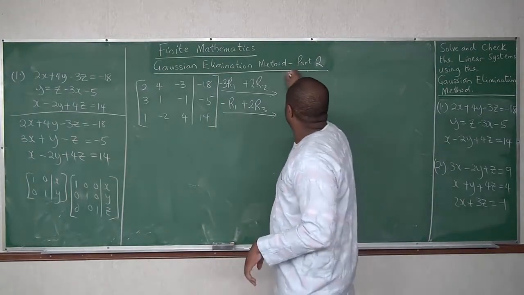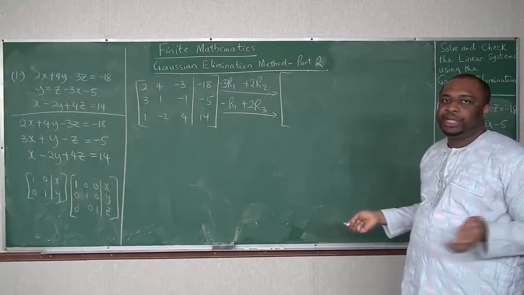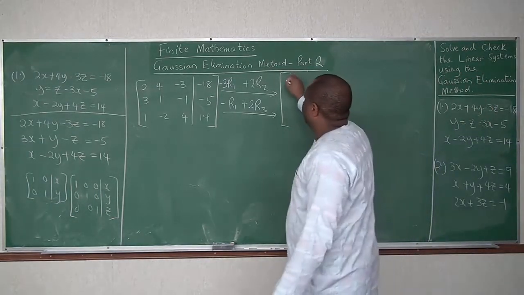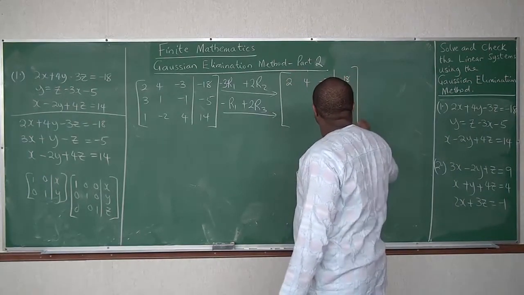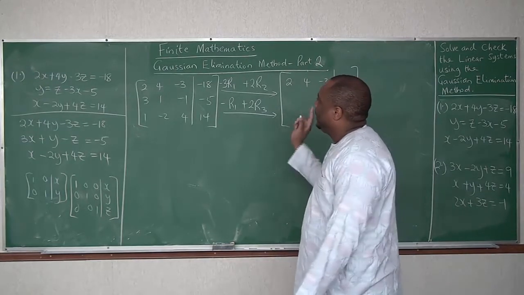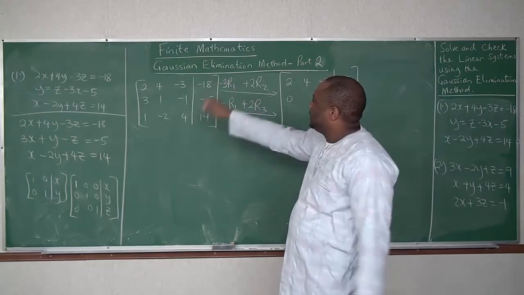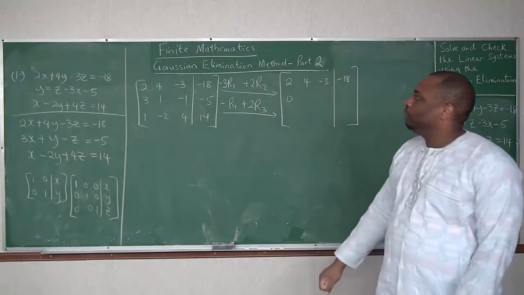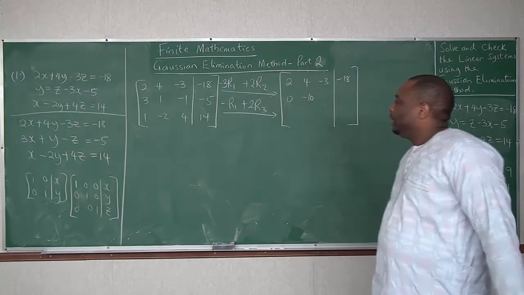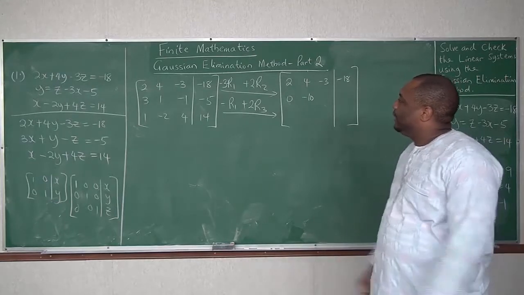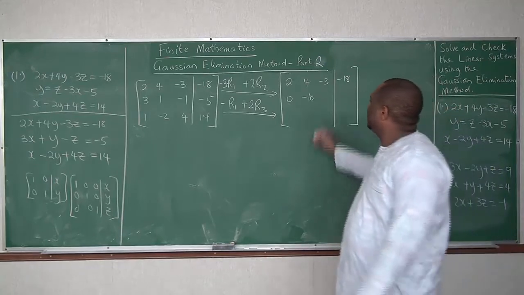So we proceed. Which row remains unchanged? Row 1. We write it first. 2, 4, negative 3, negative 18. Then negative 3 times 2 is negative 6 plus 6 is 0. Negative 3 times 4 is negative 12 plus 2 is negative 10. Negative 3 times negative 3 is 9. 9 minus 2 is 7.